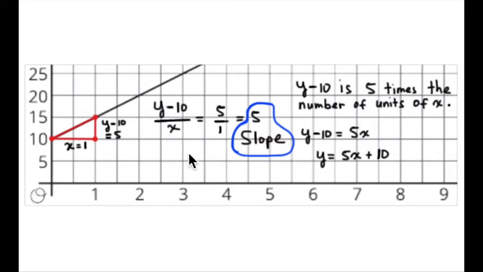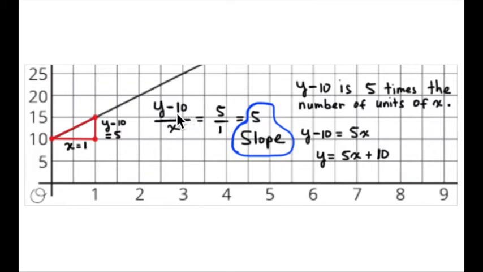And the slope is equal to the number of units in the vertical direction, which is 5 units in this case. It's 15 minus that 10 is 5. And the number of units in the horizontal direction is just the x coordinate, which is 1. So 5 over 1 is 5. So the equation is y minus 10 over x equals 5.